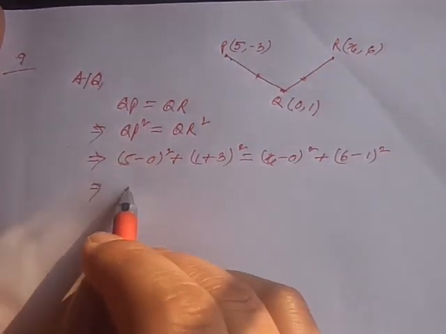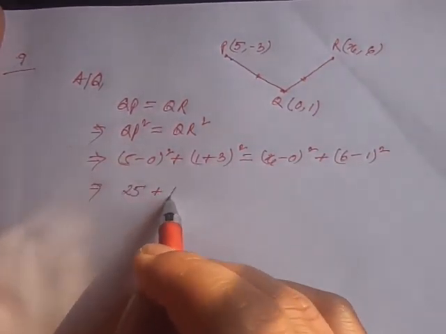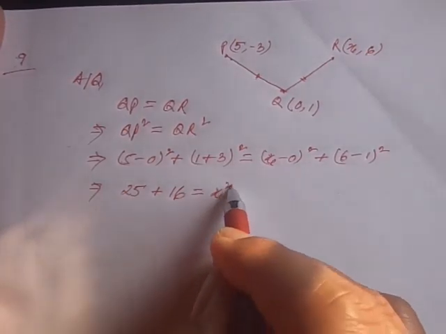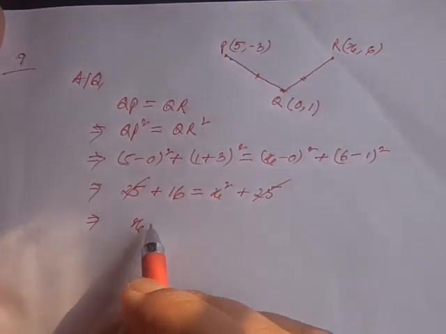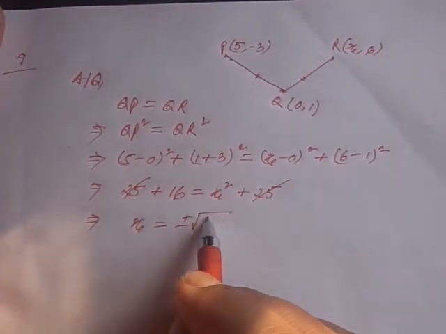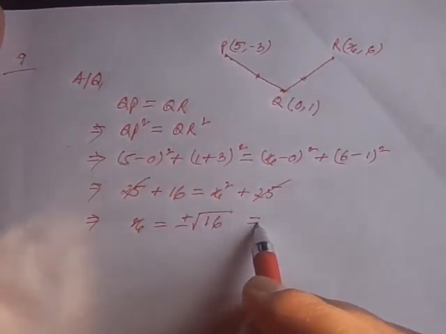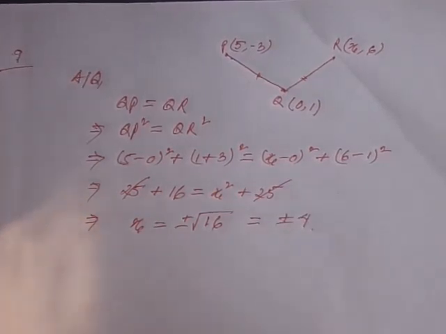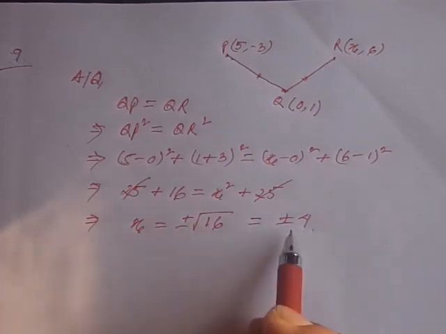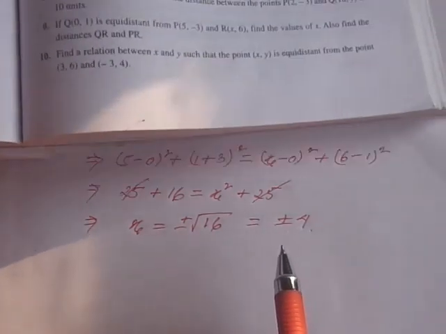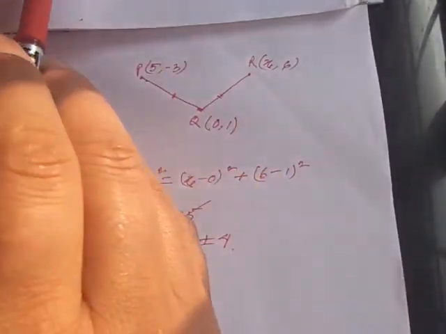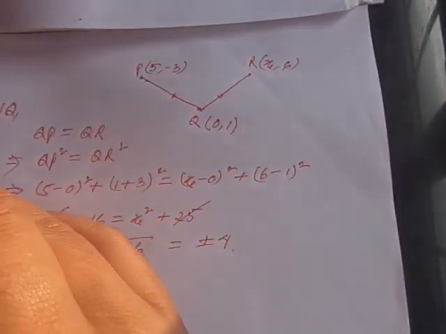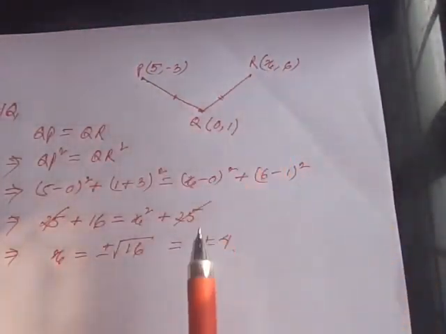Now from here, this is equal to 25, 4 fours are 16, equals x square plus 5 fives are 25. These two can cancel. So we get x equal to plus minus root 16. So this is plus minus 4. So the x value can be plus 4 or minus 4. Since we are getting two values of x, we have to find QR twice and PR also. So let's check.